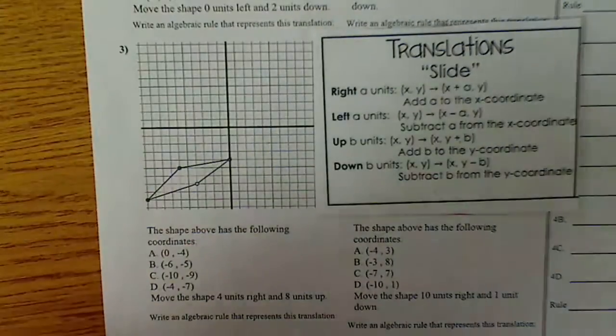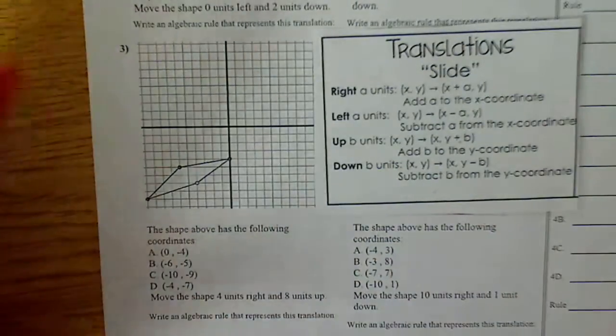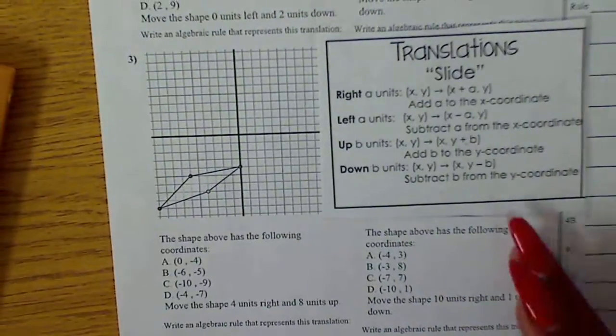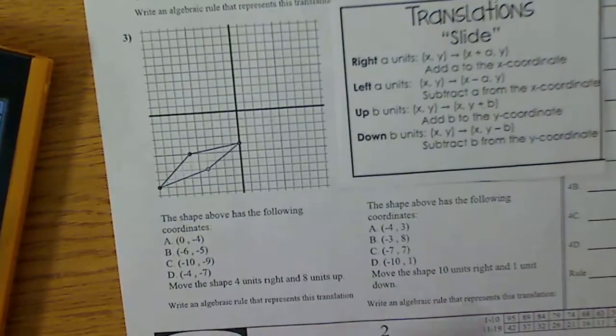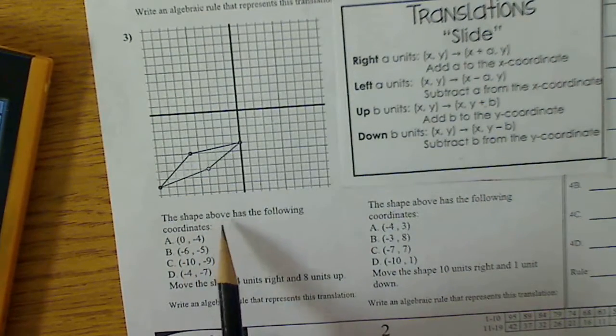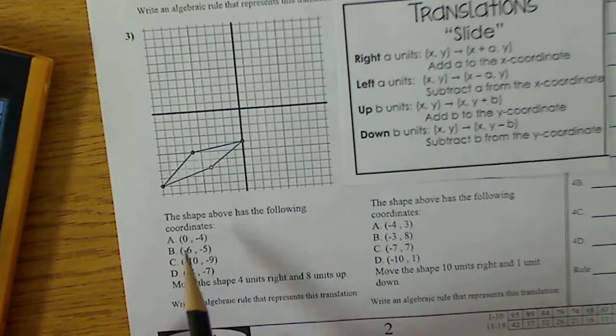I have all the materials that I need: my worksheet, my rule card, a calculator, and something to write with. And we are going to practice translations. So it says, the shape above has the following coordinates.